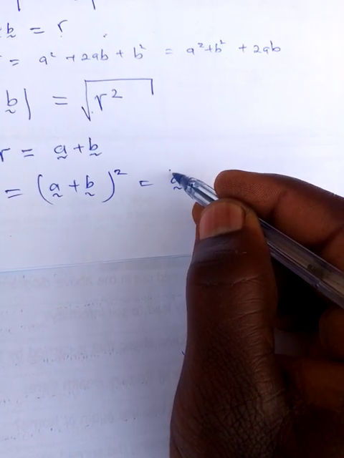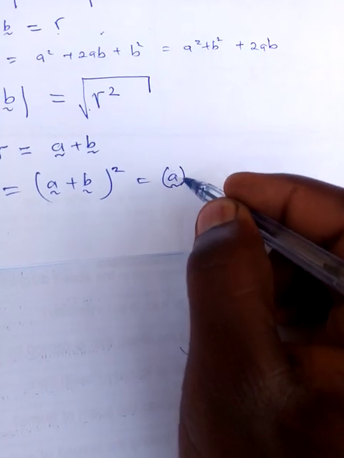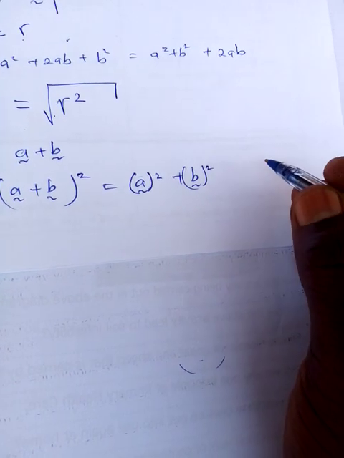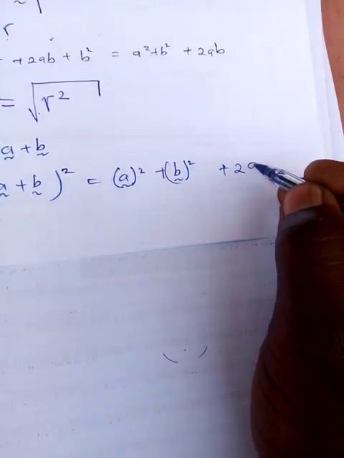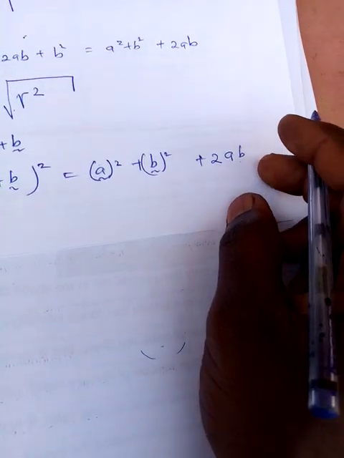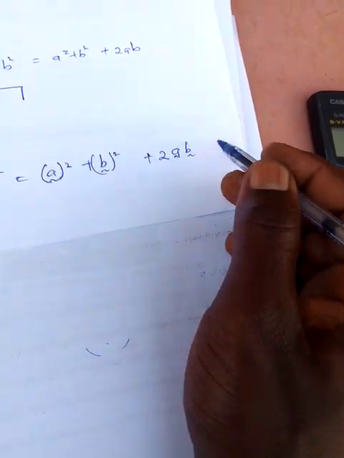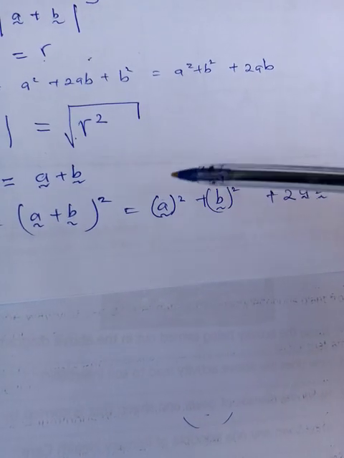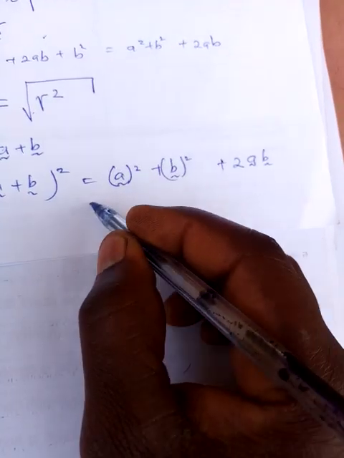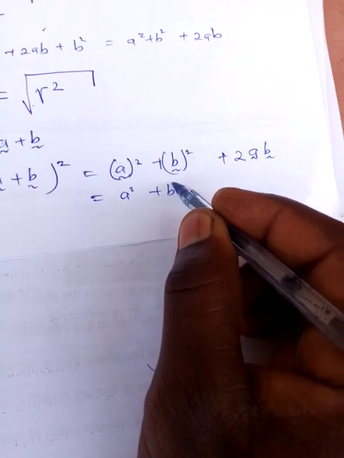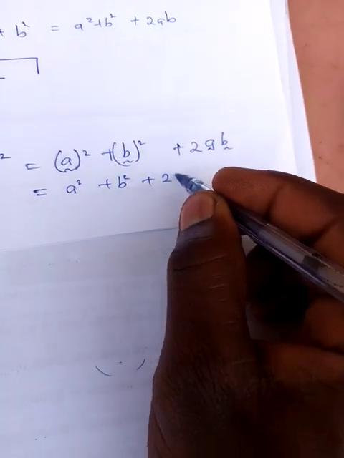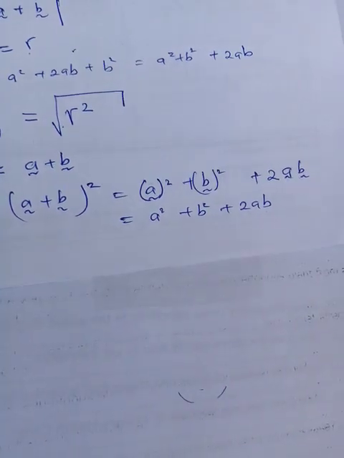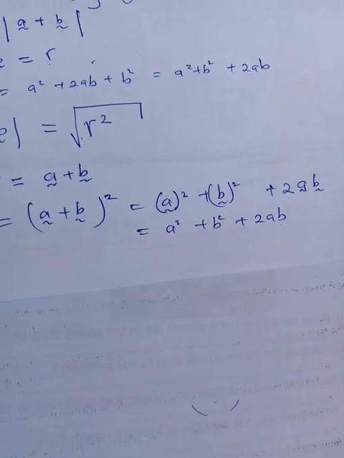This is a squared plus b squared plus 2ab. But when I multiply, I get a constant. So this will be constants now, plus b squared plus 2ab. ab also gives a constant.